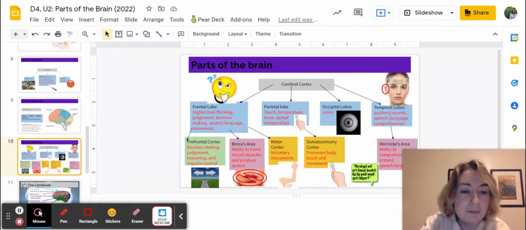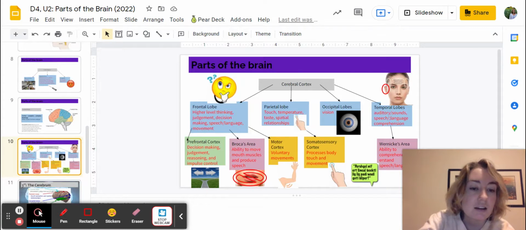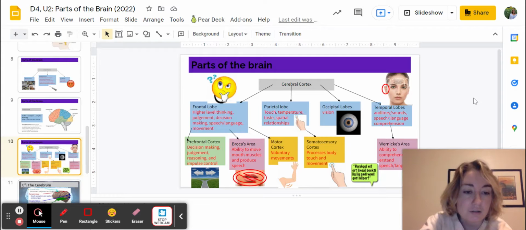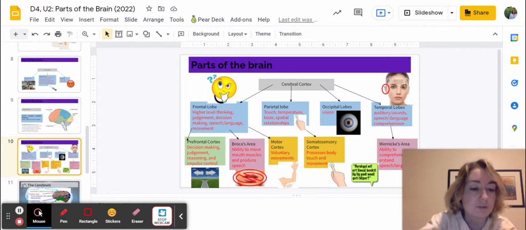Okay, finally, we've got our temporal lobes. So this processes auditory information and also aids in language comprehension. The way I remember temporal lobes as being auditory information is I think your temples are here, and that's real close to your ear. All right, temples here, ear here. So it's processing the things you're hearing, your auditory information.